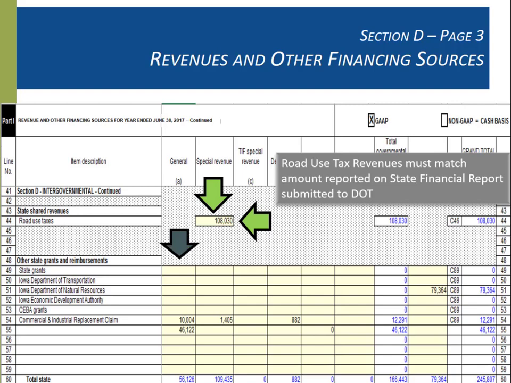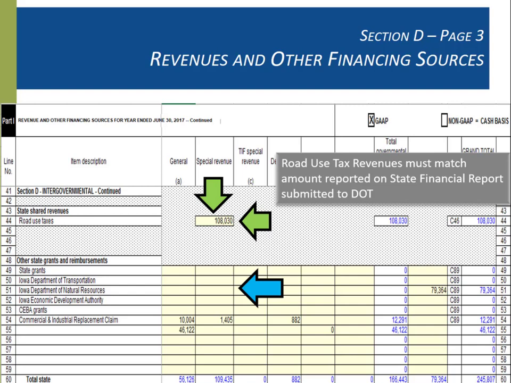You may have other state grants and reimbursements to report. There could be money that came in either to the general fund or in special revenues or potentially even over in the capital projects fund that was given to you through a grant from either the Department of Transportation or possibly the Department of Natural Resources. There are many opportunities for cities to be receiving grants for many different projects, and this is where you would report those.